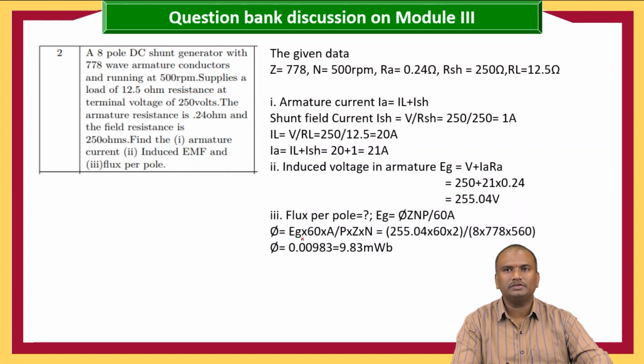Here phi is equals to EG into 60 into A by P into Z into N. If we substitute these values, we are going to get the flux value as 0.00983. This we can also write as 9.83 milliwebers.